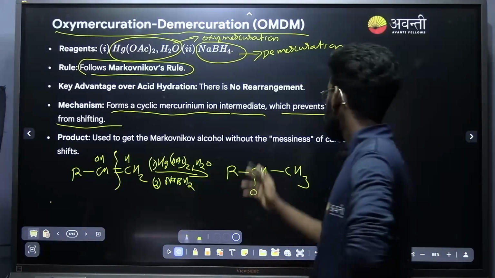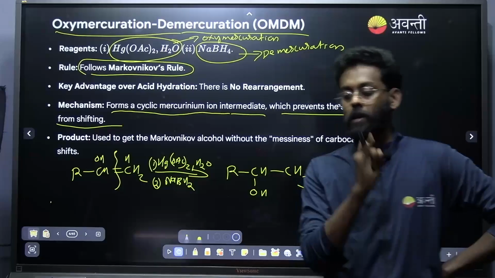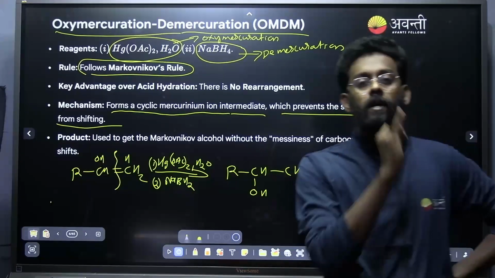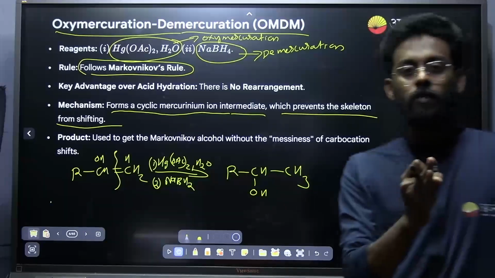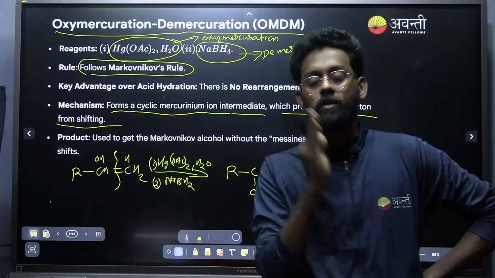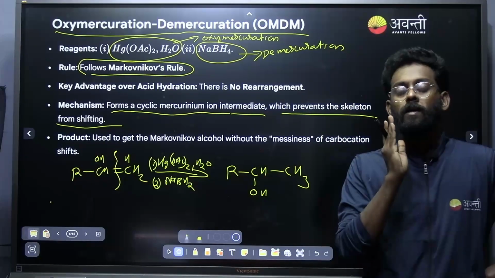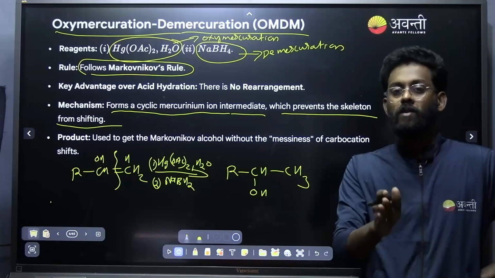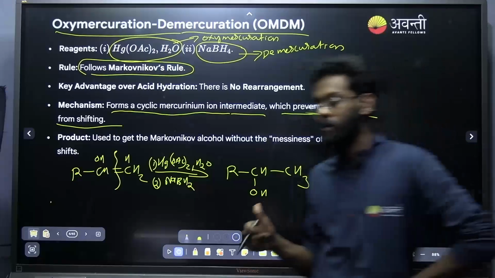Okay. Got it, everyone? First, follow the Markovnikov rule and check for carbocation rearrangement, that is acid catalyzed reaction. Second one, anti-Markovnikov rule, that is hydroboration oxidation. Third one, oxymercuration demercuration. Follow the Markovnikov rule. In the first case only you need to check for carbocation rearrangement. In the remaining two cases no need to worry about that. Got it?